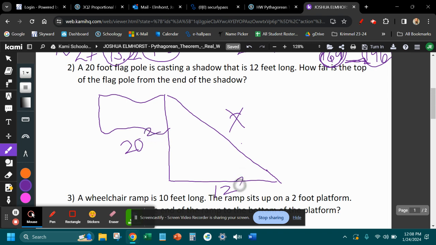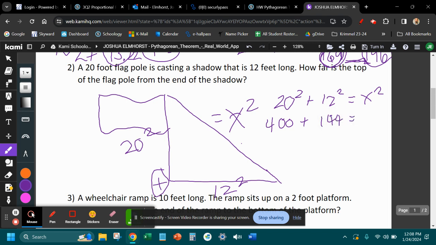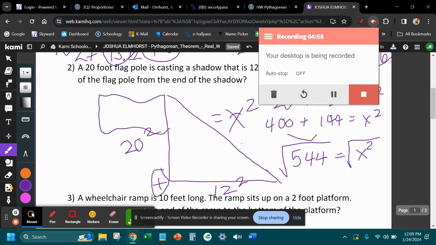So we're going to square the legs, add them together, and that will equal the square of the other side. So we fill out our formula. We have 20 squared plus 12 squared is equal to x squared. 400 plus 144 is equal to x squared. Put these together, so we got 544. And we're going to take the root of the square to cancel it. So we do the square root of each side, and we need the square root of 544.